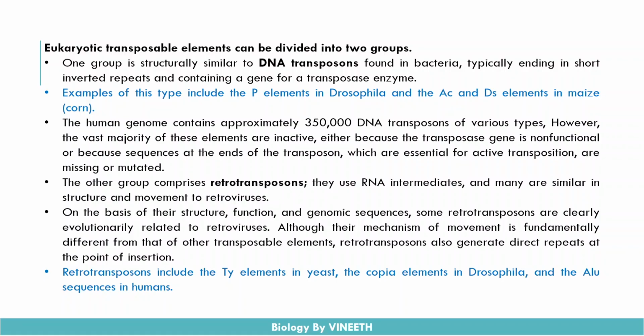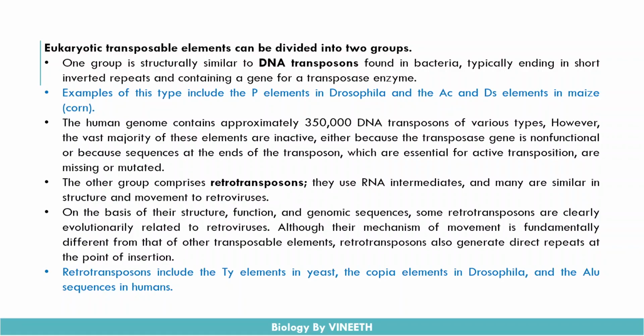These retrotransposons are completely different from the DNA transposons. DNA transposons majorly transpose via a conservative mode of transposition, while retrotransposons transpose via a replicative mode of transposition. This is the difference between the two. And we have Ty elements in yeast, copia elements in Drosophila, and also Alu sequences in humans. These Alu belong to the short interspersed nuclear element category, which doesn't contain any long terminal repeats.